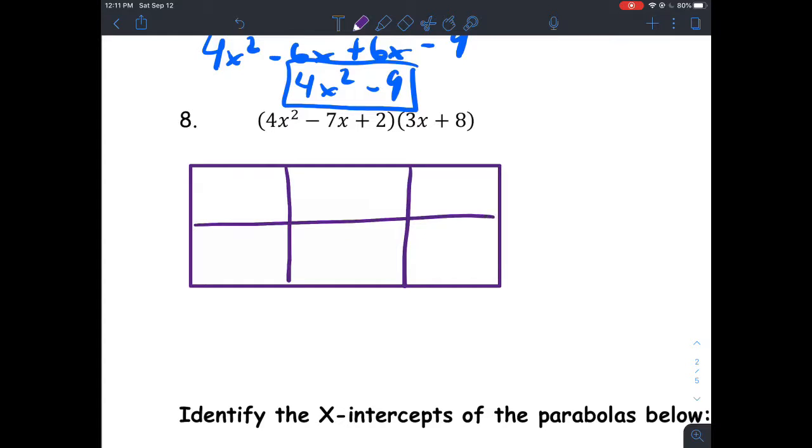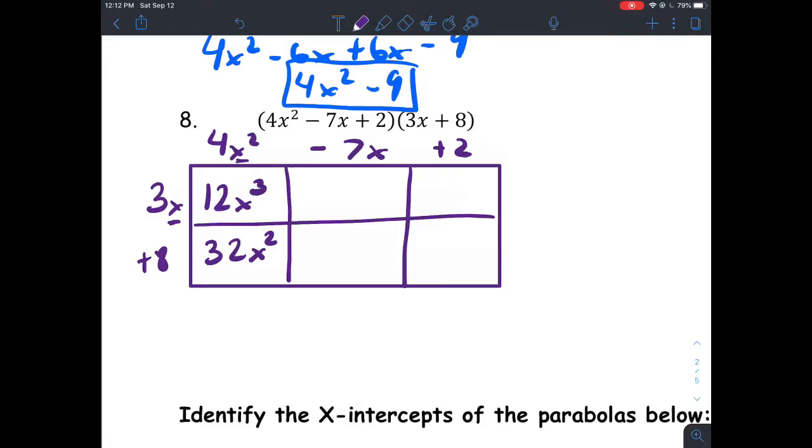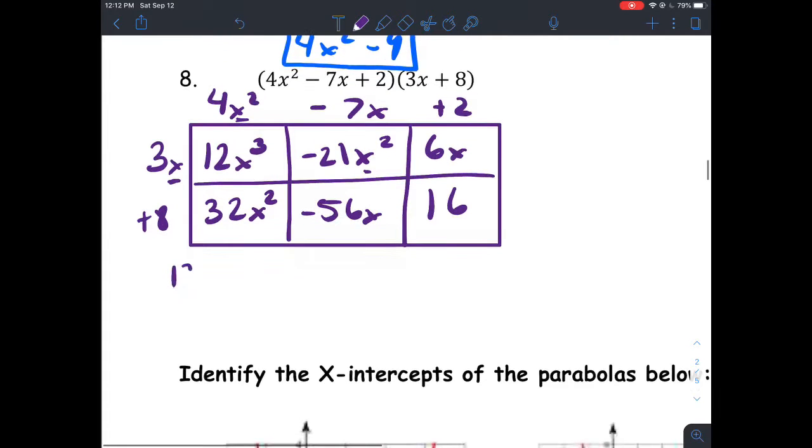So we'll set it up, but instead of only having 2 on top, we're going to make 3 because we have 3 terms. So we got 4x squared minus 7x plus 2, 3x, and a positive 8. So we end up with a 12x cubed. Notice how it's a cubed because we have an x times an x squared. Then we end up with a 32x squared, negative 21x squared, and a negative 56x. Again, this 21x was squared because there's 2 x's. Then with negative 7x and 8, we get negative 56x. 3x and 2 gives us a 6x. And 2 and 8 gives us a 16.